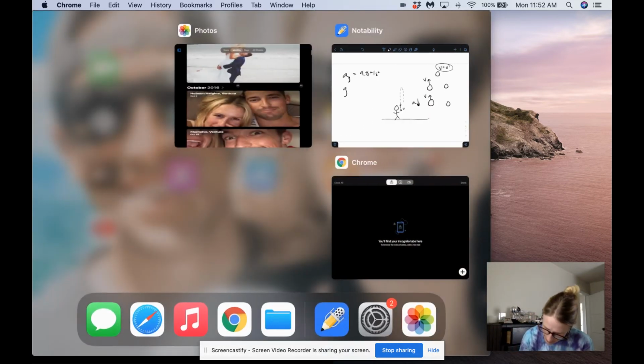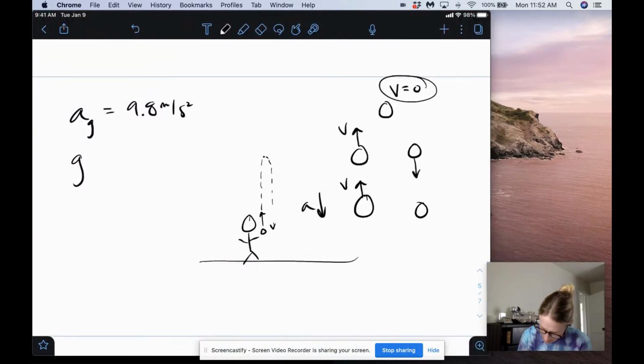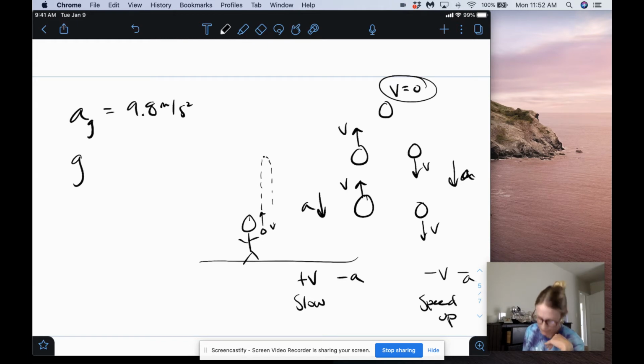Now, on the other side, the velocity is pointed downwards, which means that it's a negative velocity. And we also know that the acceleration is pointed downwards, and we call that a negative acceleration. So we're going to speed up, speed up, speed up as we come back down. If you recall, when we learned about acceleration and velocity being vectors, when velocity is positive and acceleration is negative, we slow down. And when velocity is negative and acceleration is negative, we speed up, right? Because they're pointed in the same direction. So this is what happens with our free fall problems.